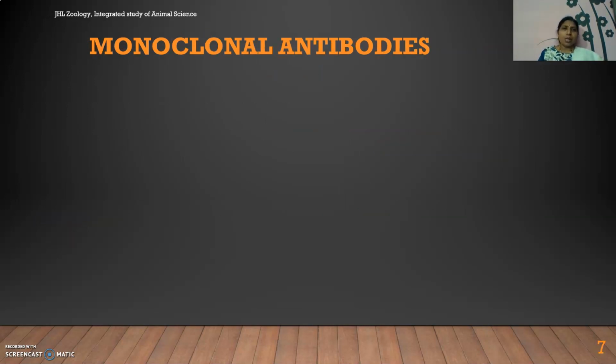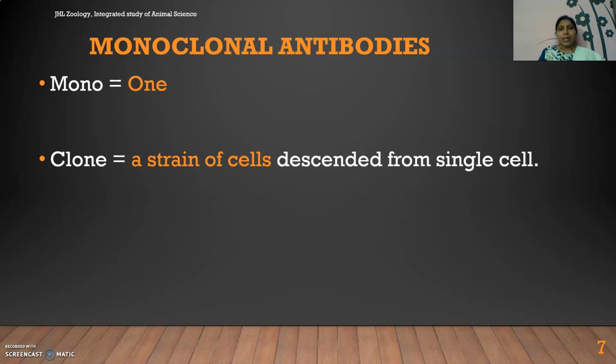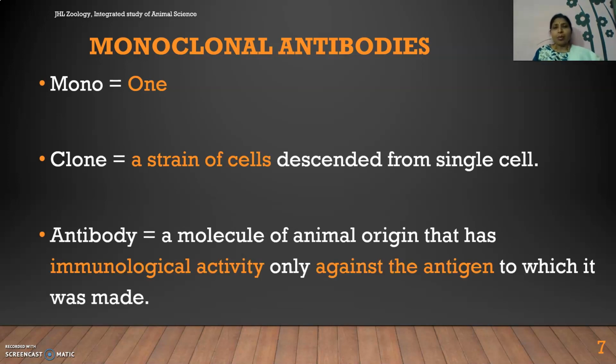Let us now know what are these monoclonal antibodies. Mono means one, and a clone is a strain of cells descended from a single cell. And the antibody is a molecule of animal origin that has immunological activity only against the antigen to which it was made. Means it is having the immunological activity against a specific antigen for which it was made.